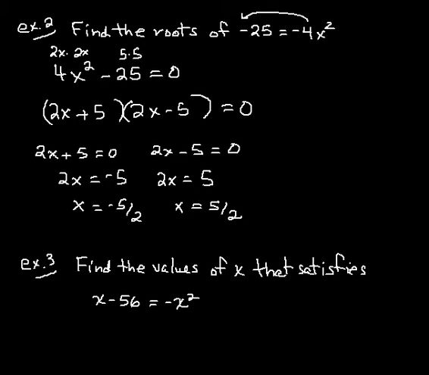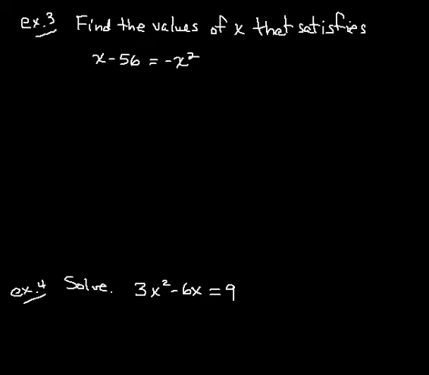Let's keep going. Find the values of x that satisfies. That's the same thing as find x, or find the root, or find the solution. You do the same thing on all of these. You set it equal to 0. We like to have the x squared term positive for factoring purposes. So I'm going to add x squared to both sides. So we get x squared plus x minus 56 equals 0.